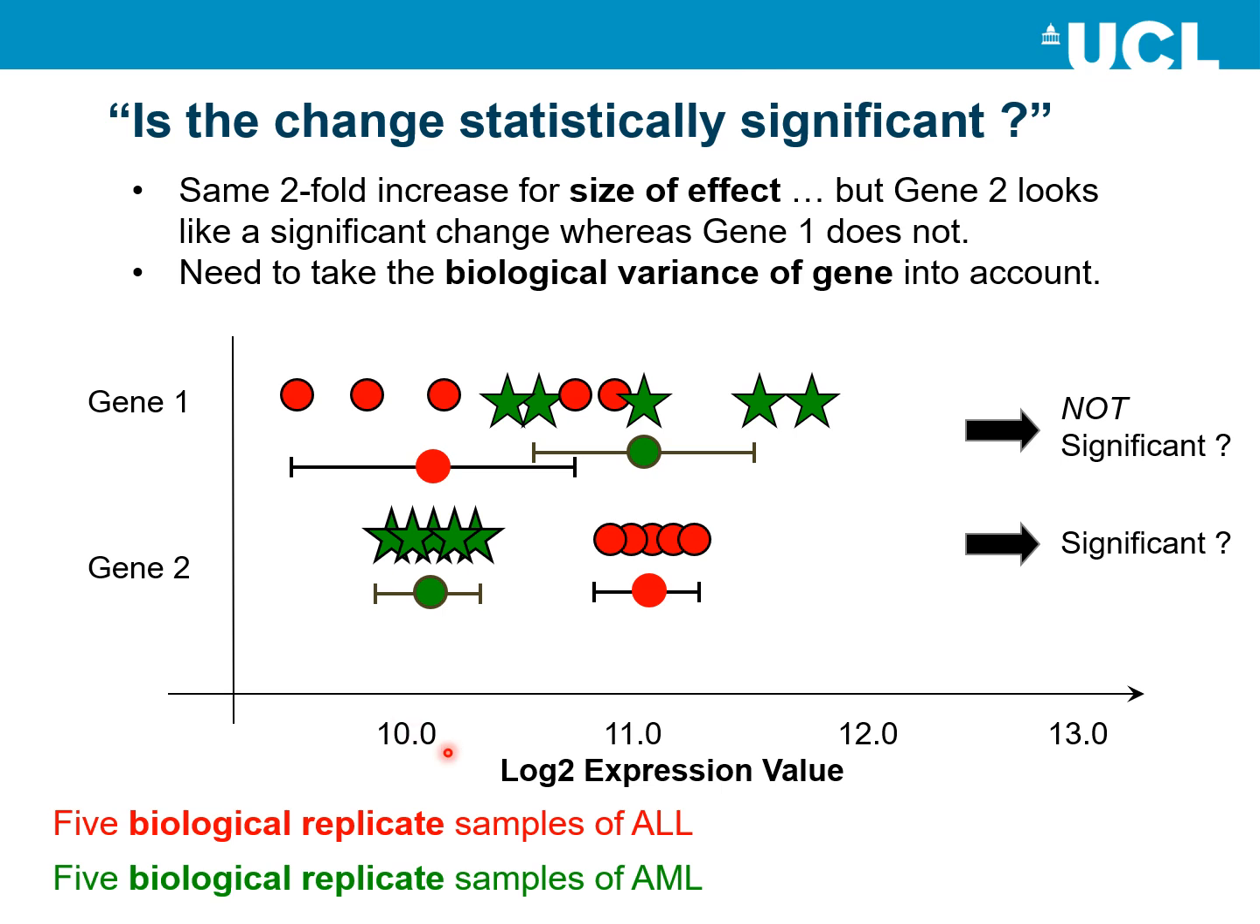So this is a log2 expression value of 10, and this is around a log2 expression value of 11. So it's a twofold, a +1 log-fold change here, but this is actually probably significant because there are very small standard deviations within each of the sample populations. So this depends entirely on the gene. Each gene will have a different level of variance in the experiment.